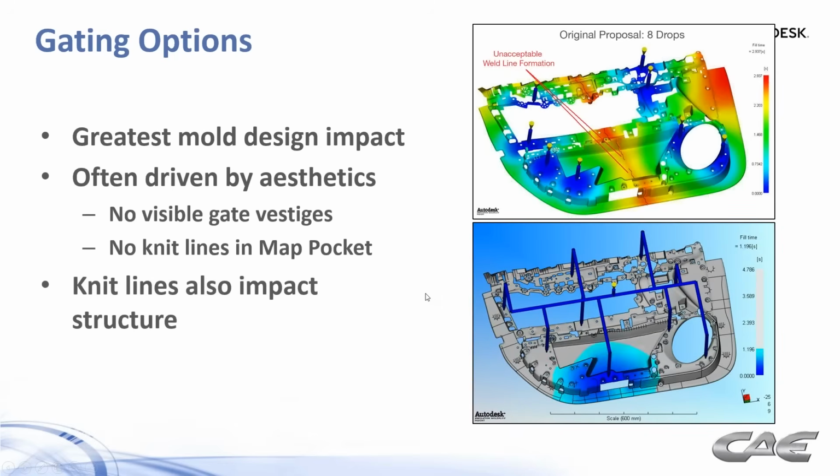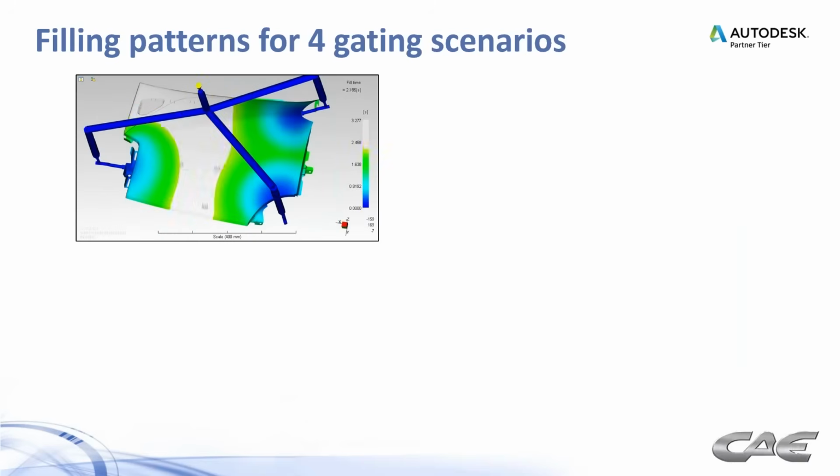Also, knit lines can be important to the structure of the part. There's reduced mechanical properties at the knit lines that can cause a part to fail if you're not paying attention to where those knit lines end up. If they end up in areas with high mechanical stress concentration, then you can get yourself in a lot of trouble with that as well. So I just want to illustrate this with an example here.